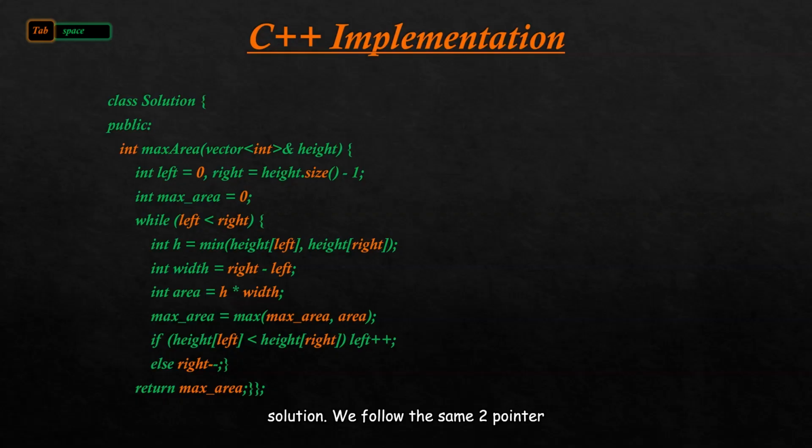Here's the C++ solution. We follow the same two-pointer logic. Start with left and right pointers, compute the area, update the maximum, and move the pointer of the shorter line. Finally, return the maximum area stored.